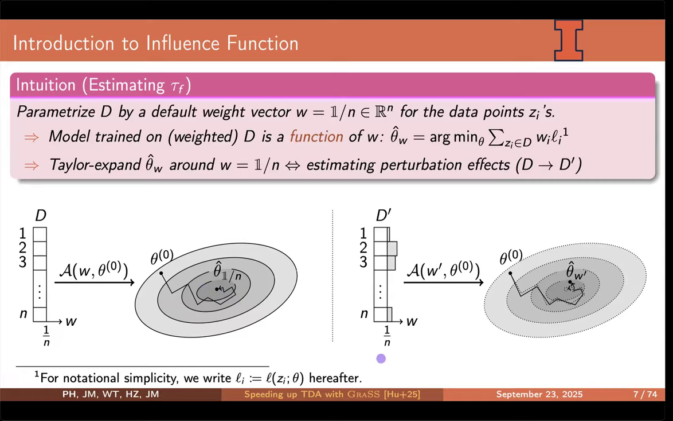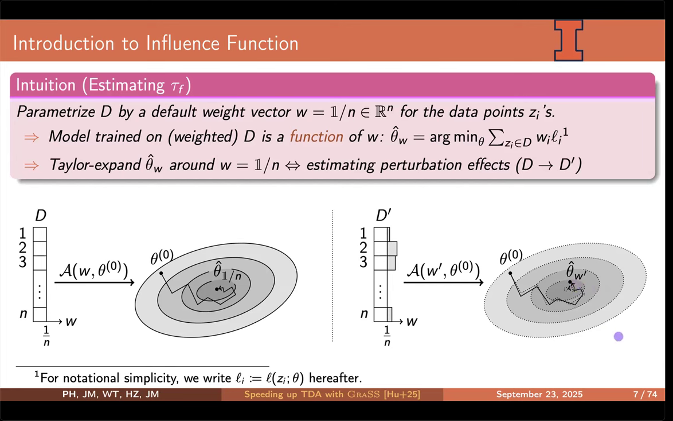Now, what if we perturb the weight a little bit? Let's say now it is d prime, which corresponds to weight w prime. So this is the perturbed weight. Then the learning algorithm will give us a slightly different minimizer, theta w prime, and we are interested in estimating how this theta 1 over n changes to theta w prime. Or you can also think about this as how can we approximate theta w prime, right?